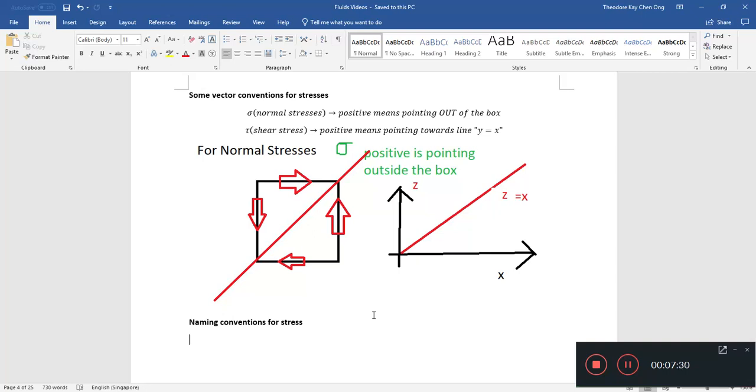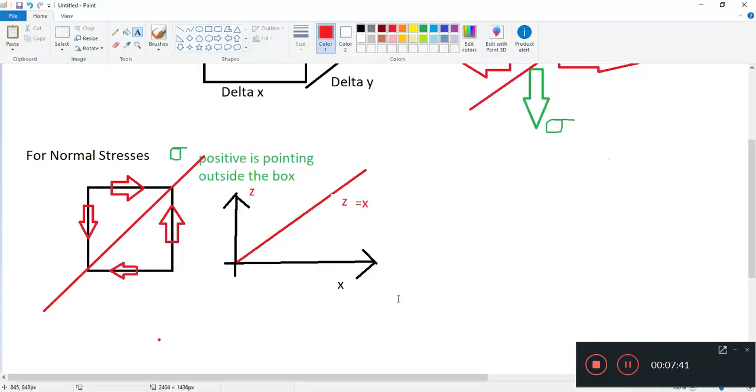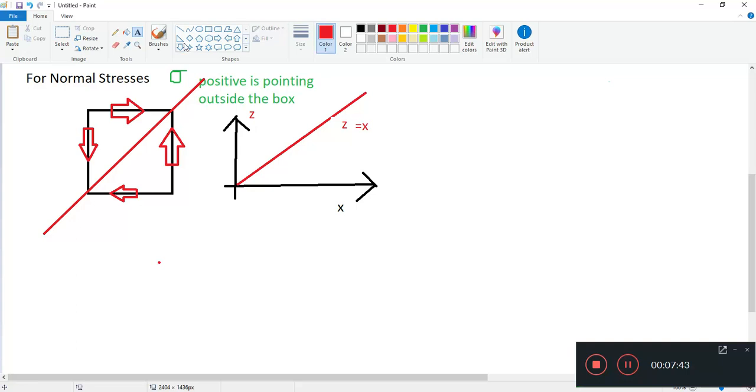But don't worry, you only have to learn these things once, in the derivation of Navier Stokes. After that, you kind of forget about it. You just deal with the equation. Okay? So let's go over naming conventions.